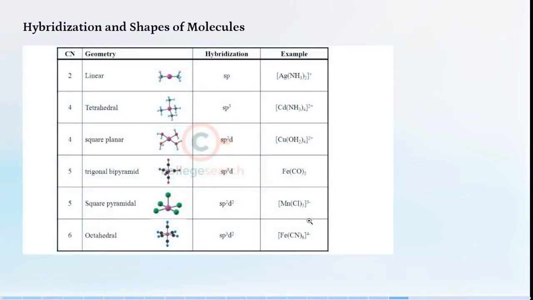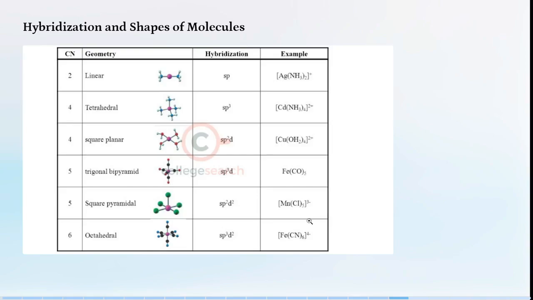So here are some of the geometries of molecules and their corresponding hybridization. When you see an SP hybridized molecule, the shape would usually be linear. When you see an SP3 hybridized molecule, the shape is usually going to be tetrahedral.